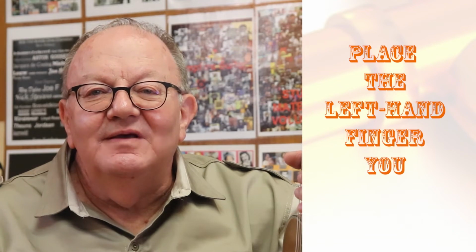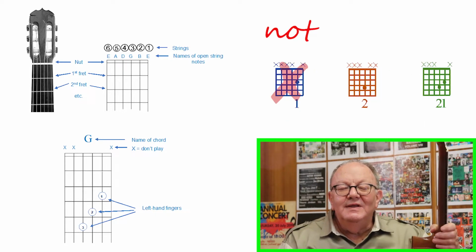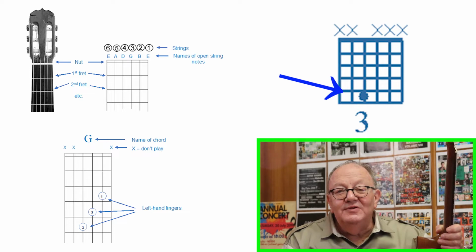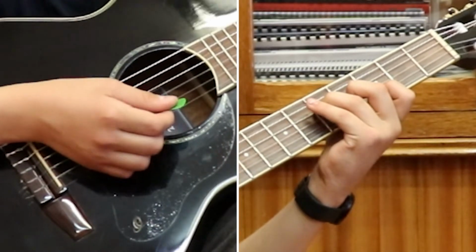My second golden rule is, place the left hand finger you need first. For the new G chord we learned, it is this finger. You don't need these fingers here before you play the G note. No, what you need to play first is this one. So it makes sense to place this finger first.